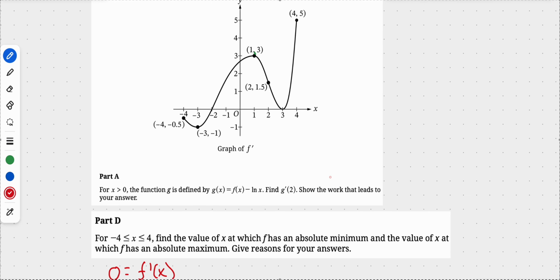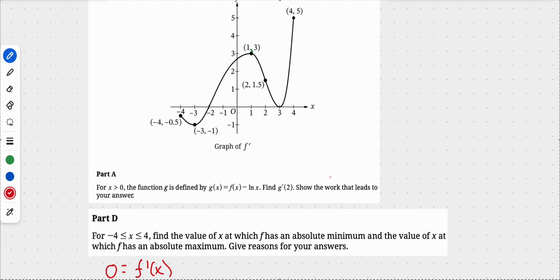And then finally in part D, this is where we get to the crazy part. Finding the absolute minimum and absolute maximum here. I heard one AP Calculus expert say, this part will be controversial. Whoa. So let's talk about it.